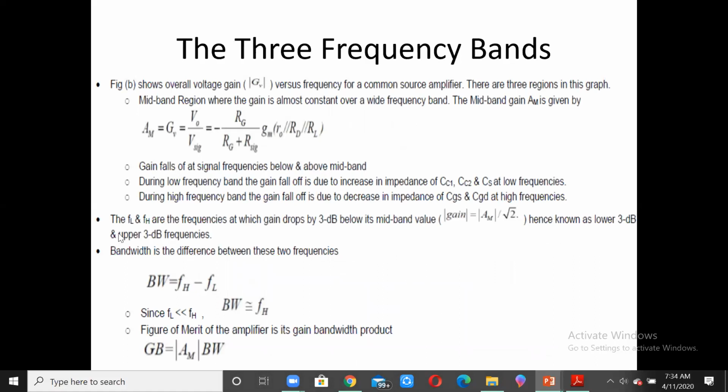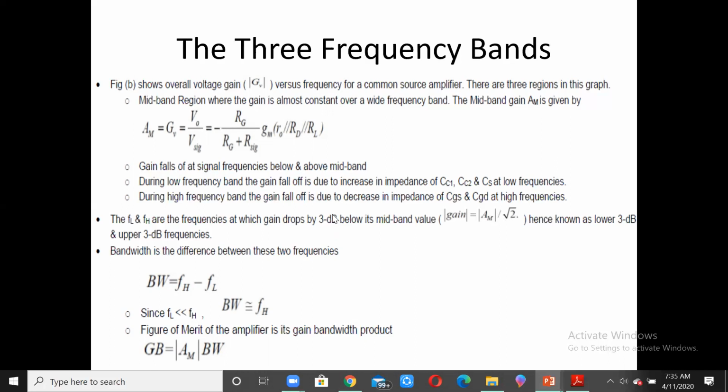So compared to the mid band, we have the mid-band gain, which we generally call AM, and the frequencies FL and FH are the frequencies at which we have the gain which is 3 dB less than the mid-band gain, which can be represented as the gain of mod of AM by root 2. And if you take the 20 log of this, then you will get exactly the value which is minus 3 dB. So that is 3 dB less. You take the 20 log of AM by root 2, ideally speaking, then you'll get minus 3.